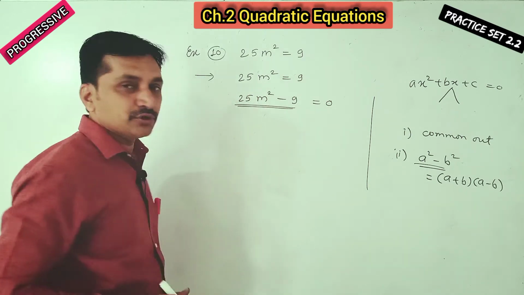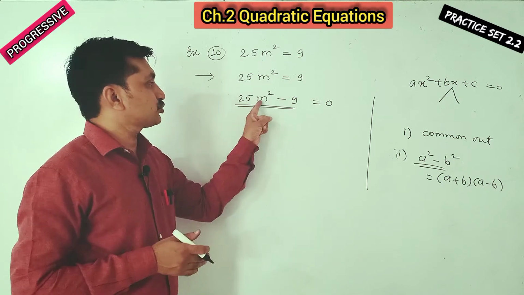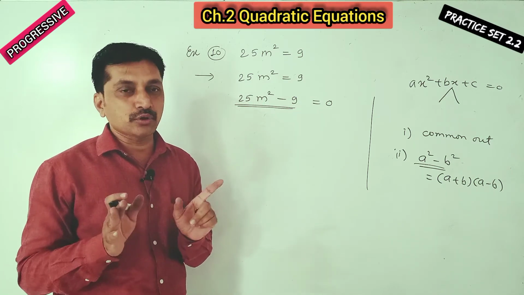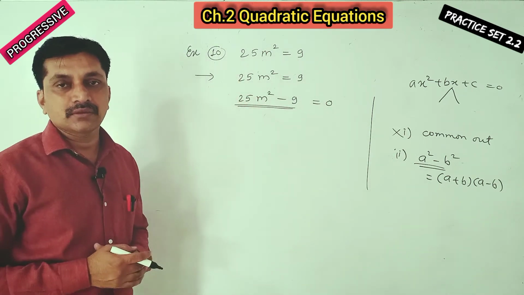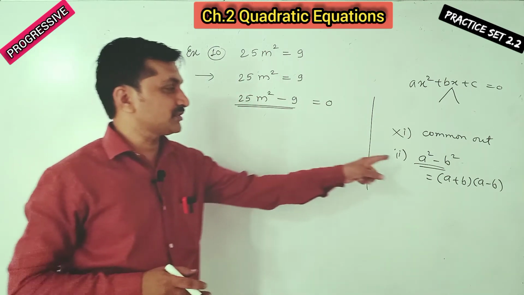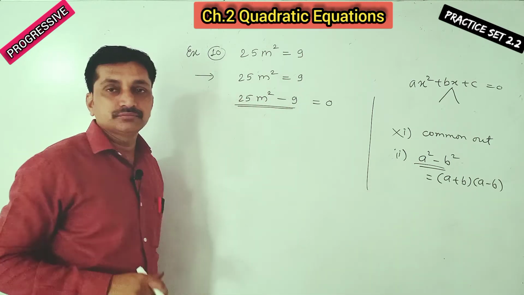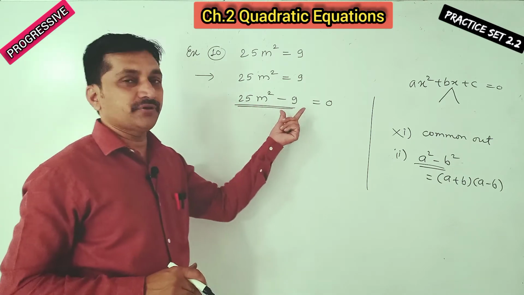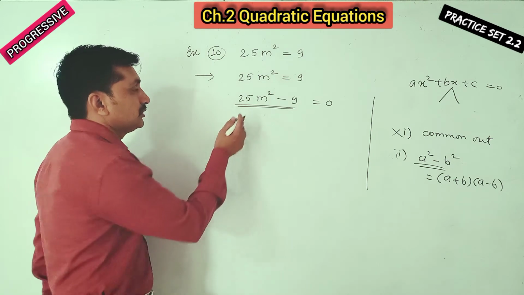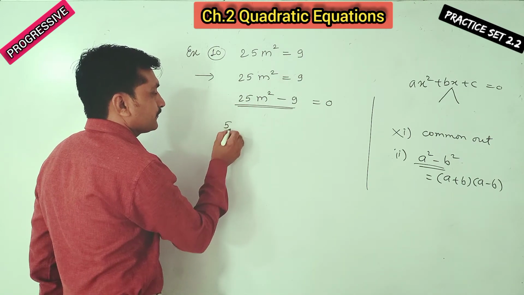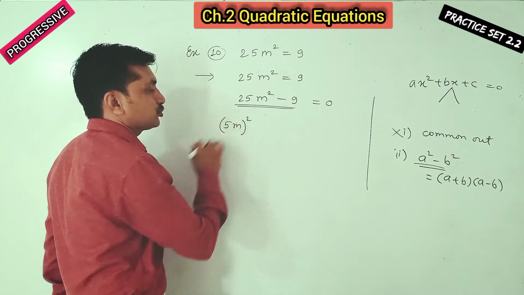Now see here, can we take common or not? Here is 25, here is 9, we cannot take common. Here is m square, here is no m, we cannot take common, so the first option is not possible. Then we have to use the difference formula, and for that you convert them into perfect squares. What is the square root of 25? 5. What is the square root of m square? m. Bracket square. Now it becomes a perfect square.